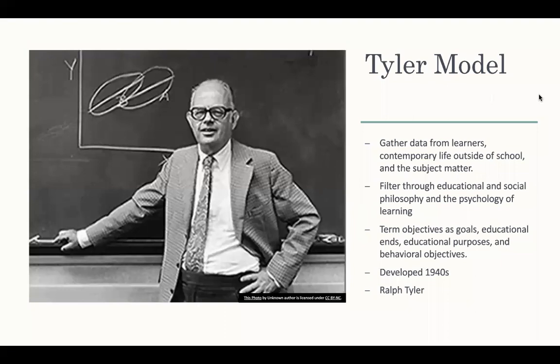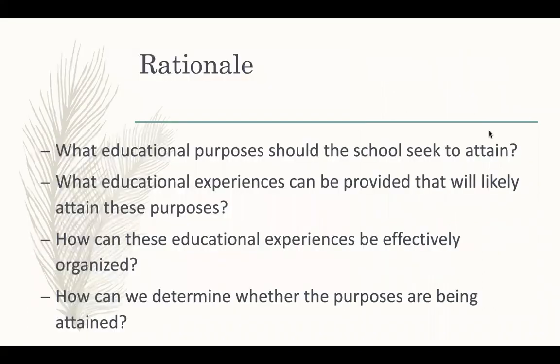Now, what is Tyler's model? Well, in his model, he believes in gathering data from learners, contemporary life outside of school, and the subject matter, filtered through educational and social philosophy and the psychology of learning. And then the term objectives have goals, educational ends, educational purposes, and behavioral objectives. It was developed in the 1940s, and obviously his name is Ralph Tyler. Just a basic background on the Tyler model.